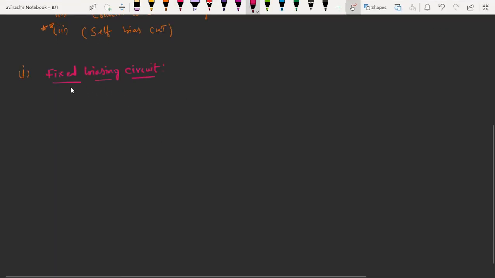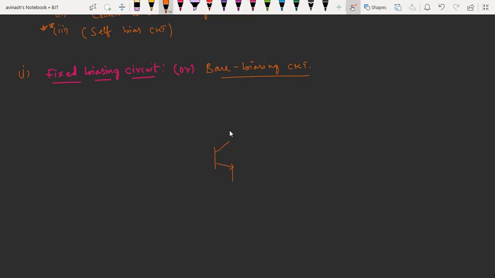Hello students, the fixed biasing circuit is also called the base biasing circuit. The circuit diagram will follow like this: let us take an NPN transistor, where the collector will have a collector resistance, and the base will have its own base resistance.